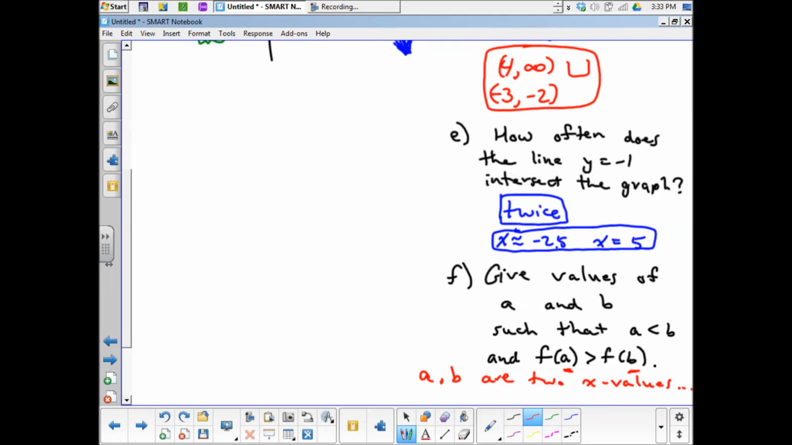Okay, and we know that A has to be less than B. So A could be like 1, B could be 2. But you can't have it where B is the lesser number. So you couldn't do like A is 1 and B is -1. So A has to be the smaller number. So just write a little note to yourself, A is smaller.